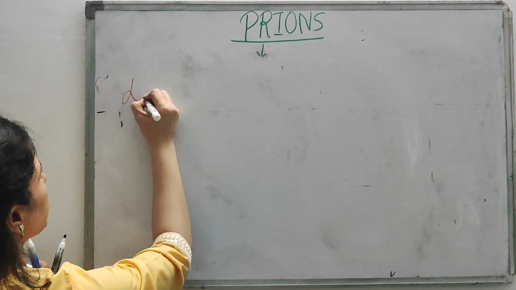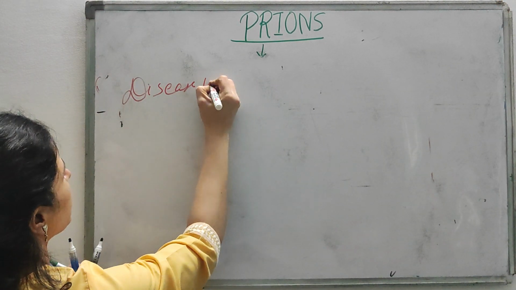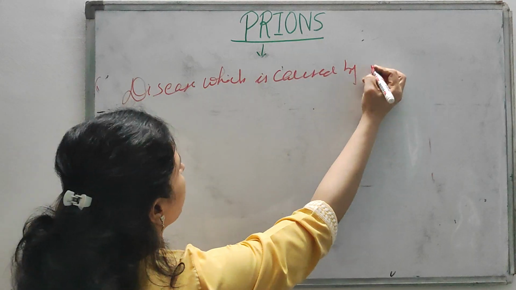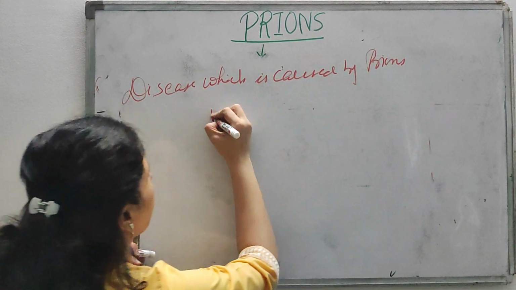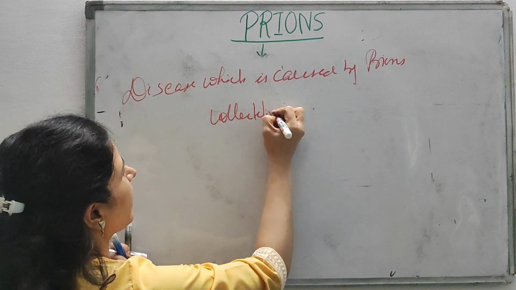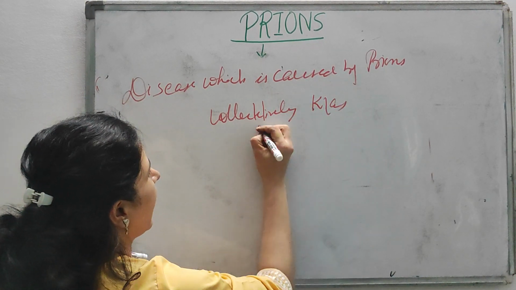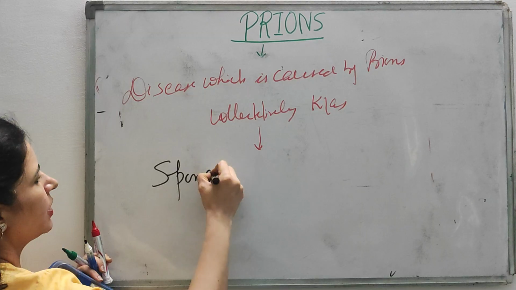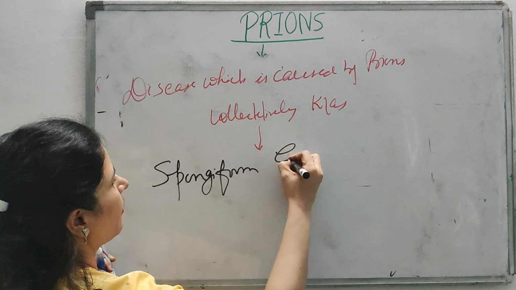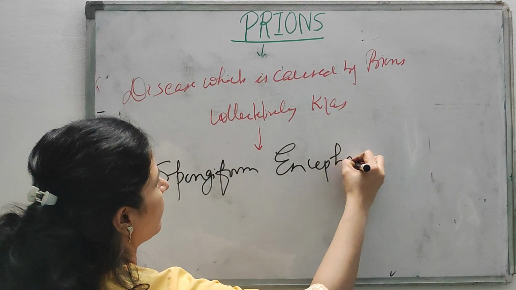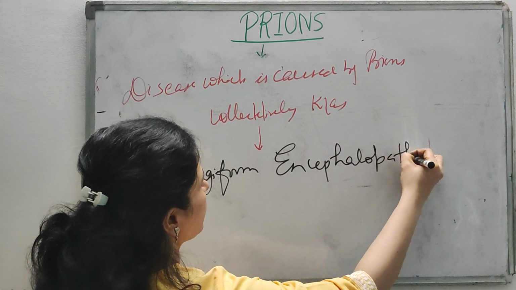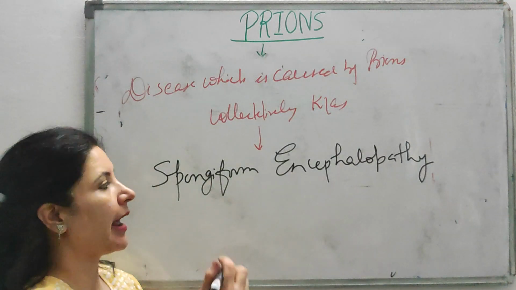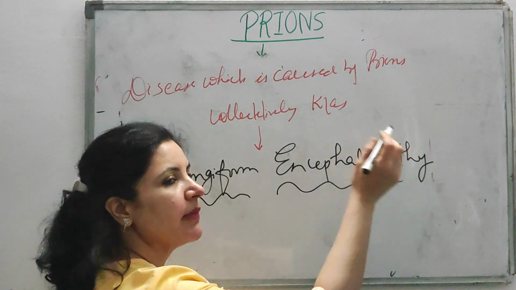The diseases which are caused by prions are collectively known as spongiform encephalopathy. So the diseases caused by prions, in humans as well as in other animals, are collectively known as spongiform encephalopathy.